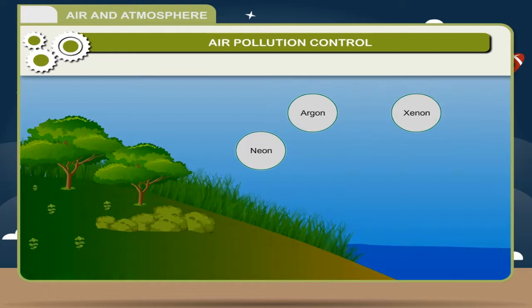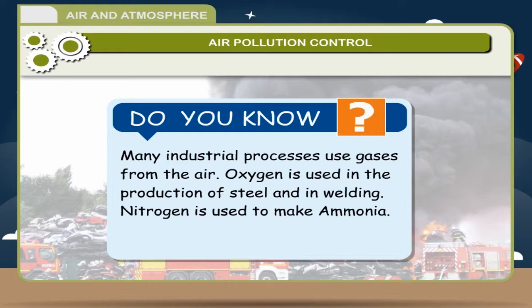Do you know? Many industrial processes use gases from the air. Oxygen is used in the production of steel and in welding. Nitrogen is used to make ammonia.